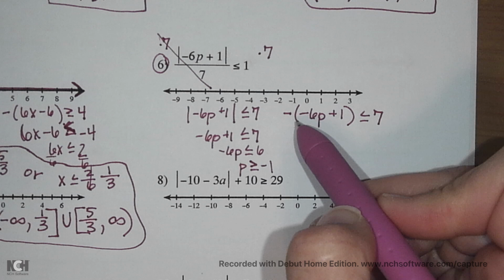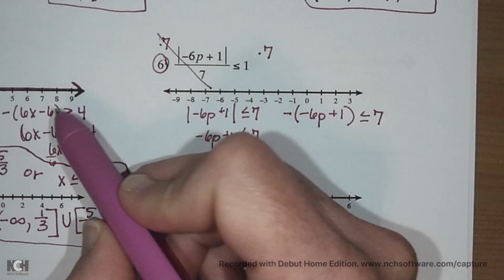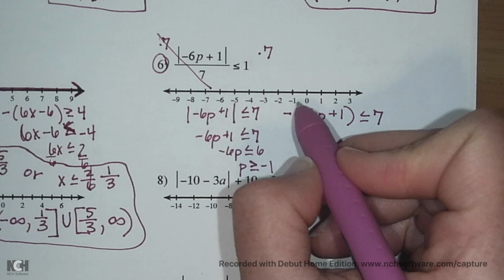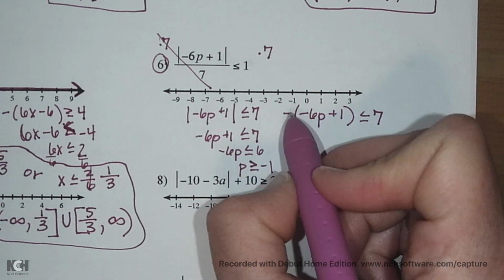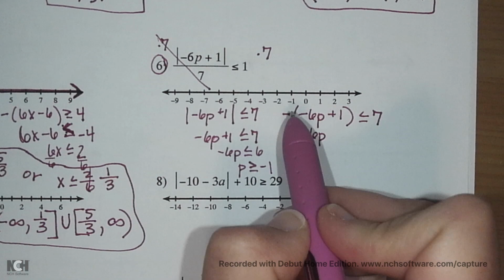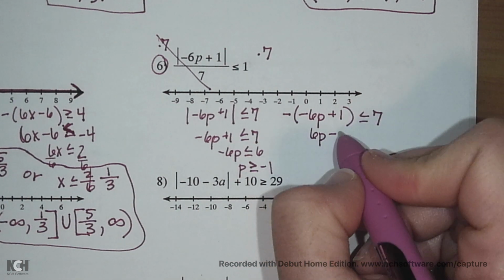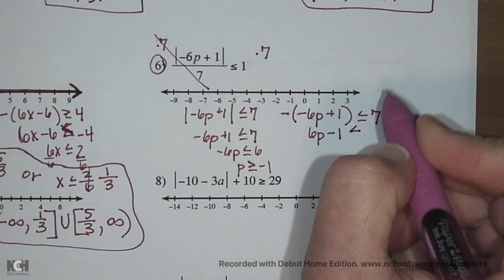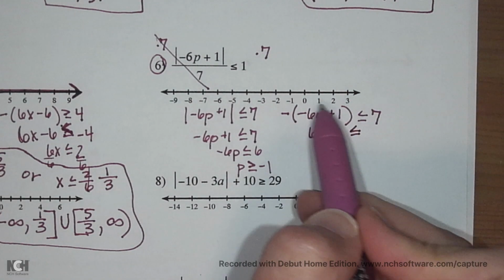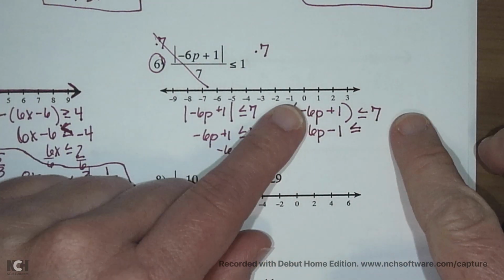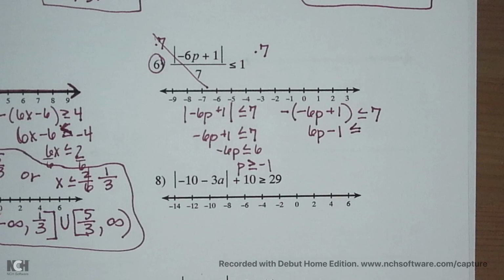Let's see what happens over here. Last time we divided by negative 1. Let's keep it even. This time we're going to distribute. So that negative distributes in. So negative 1 times negative 6p equals positive 6p. Negative 1 times 1 equals negative 1. So it's going to look like that. No need to flip your sign. You distributed with a negative number, but you did not multiply both sides by a negative number. So you do not need to flip your sign here.